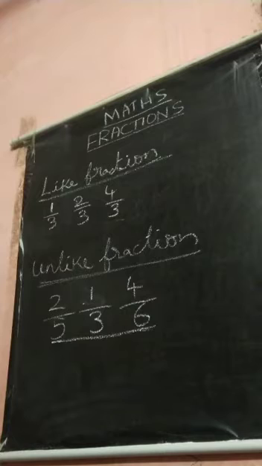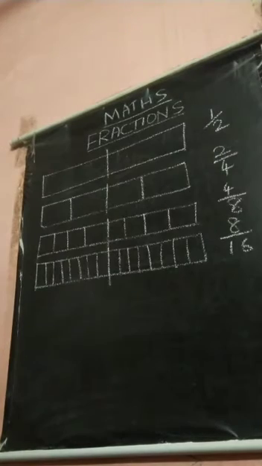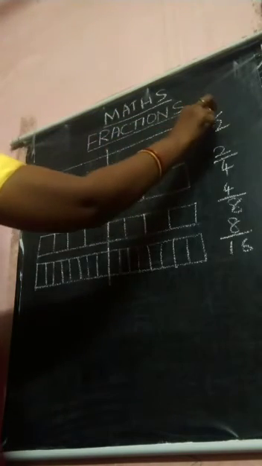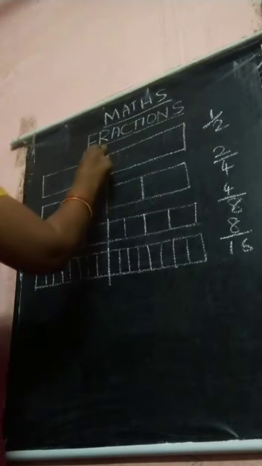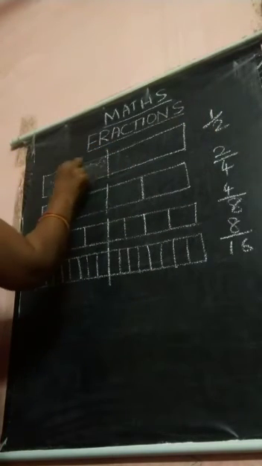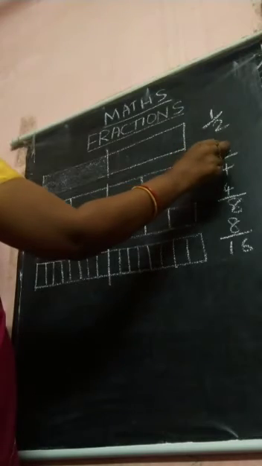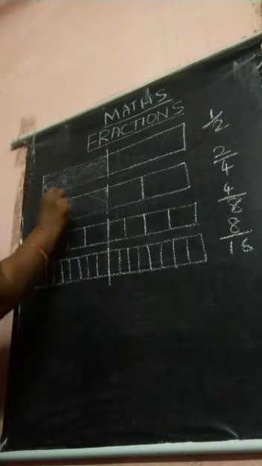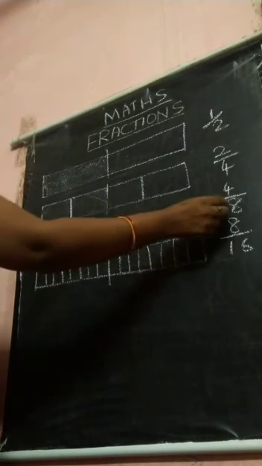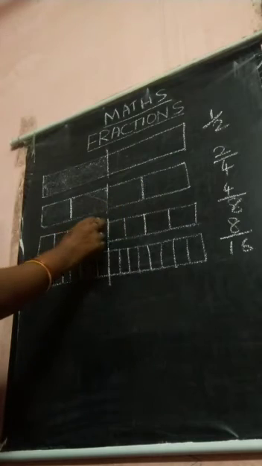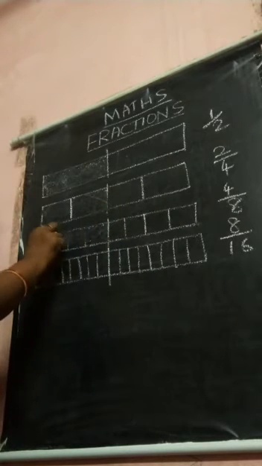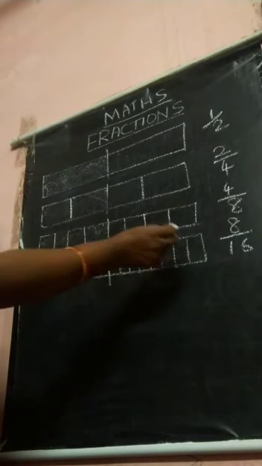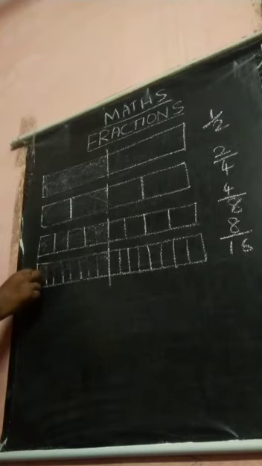Unlike fraction is where the denominator is different. Color the half of this picture. Half is given, you color the half of the picture. Here 2 by 4: in the 4 parts, you color 2 parts. Here 8 parts are there, you color 4 parts. Here 16 parts are there, you color 8 parts.